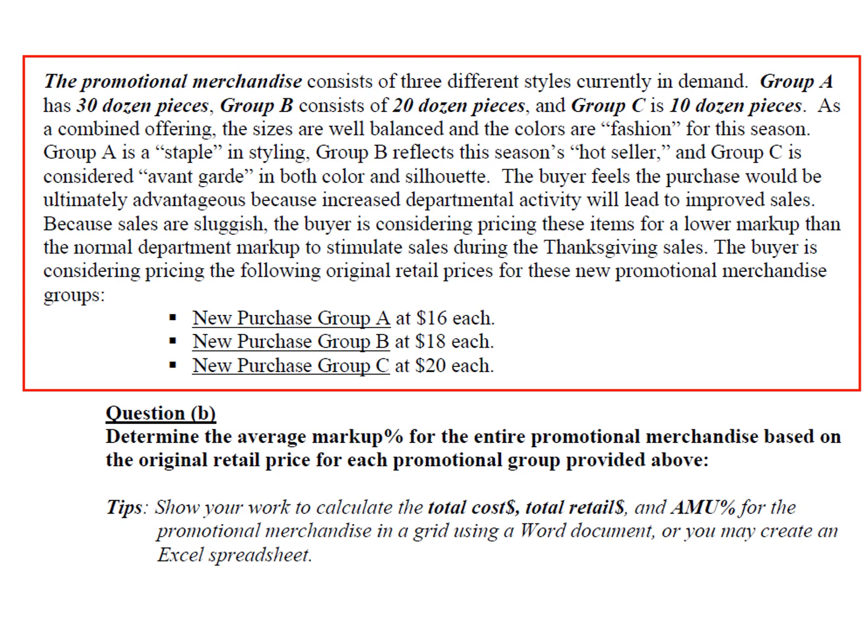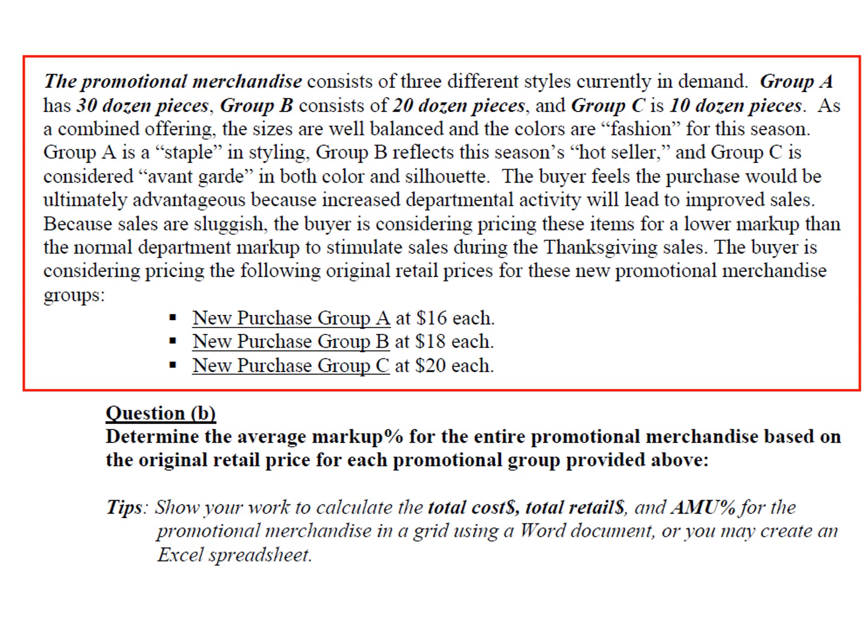In question A, we would have to calculate what original retail dollar per piece the new promotional merchandise would be if the normal departmental markup percent were to be applied. But now the story is changing: the buyer decided not to apply the normal departmental markup percent. Instead, he or she is going to apply a different markup percent for these 3 groups of merchandise.